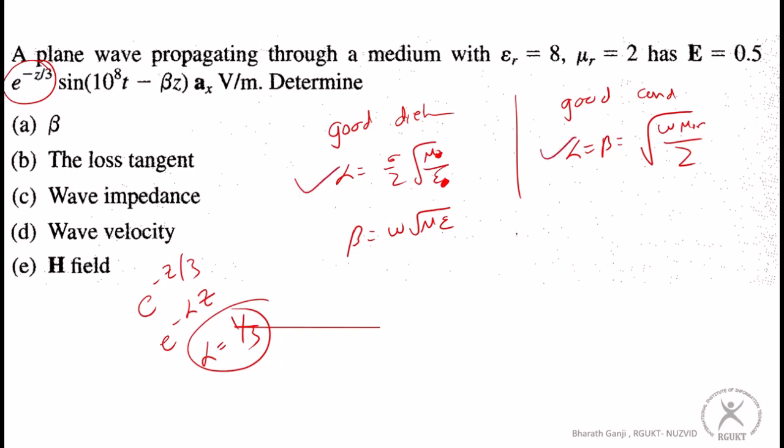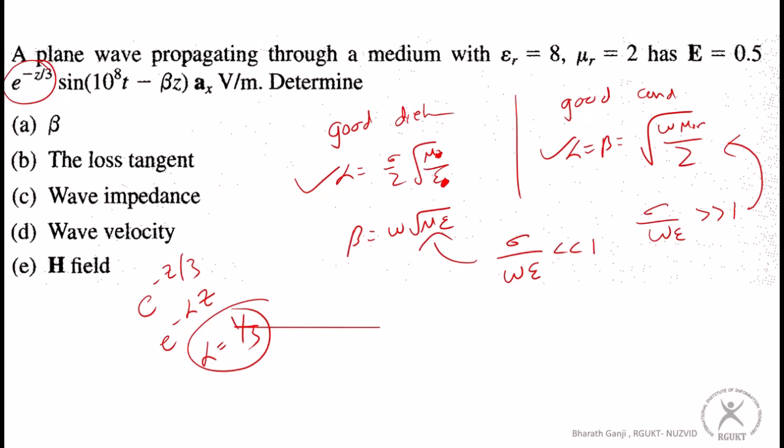To differentiate it, the materials are divided using this one. If sigma by omega epsilon is less than 1, then you go for a good dielectric. If sigma by omega epsilon is greater than 1, you say it is a good conductor, because this is basically the conduction current to displacement current ratio. So it indicates whether it's a good dielectric material or a good conductor.